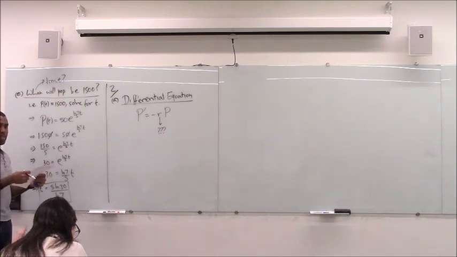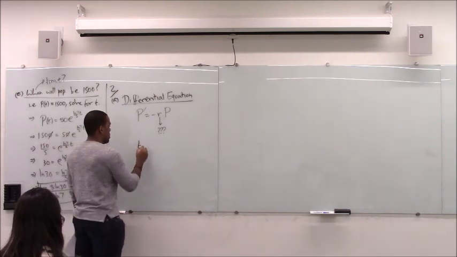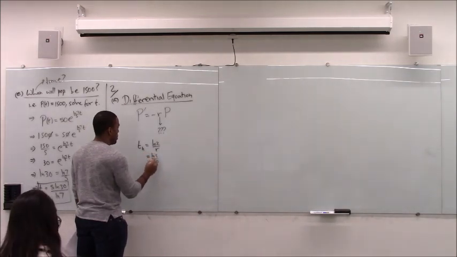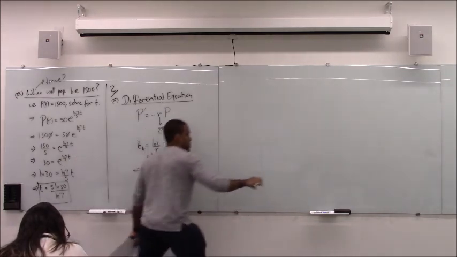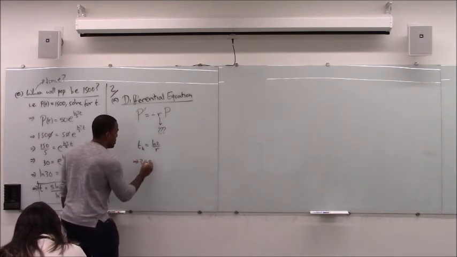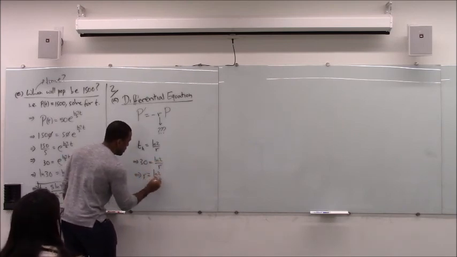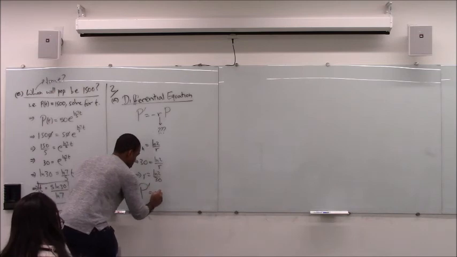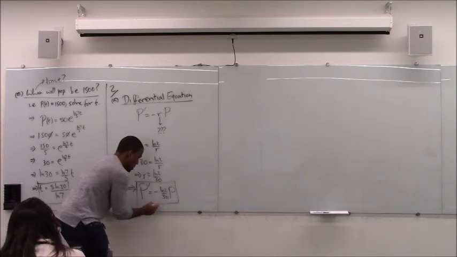You use the equation for the half-life. So it would be ln 2 over 30. Half-life equals ln 2 over R. This means 30 equals ln 2 over R. So yes, your R is going to be ln 2 over 30. And so your differential equation is P prime equals minus ln 2 over 30 times P. This is called the differential equation once you fill in the R value.